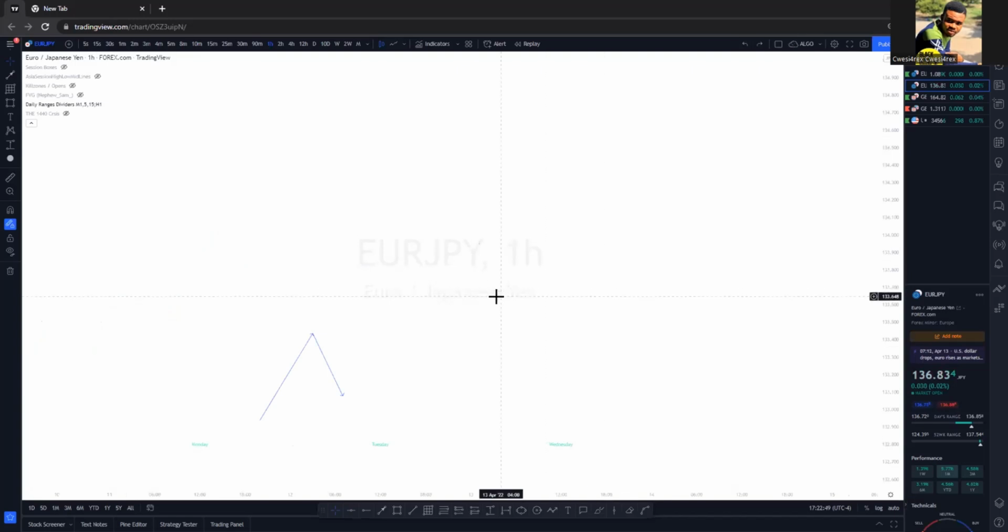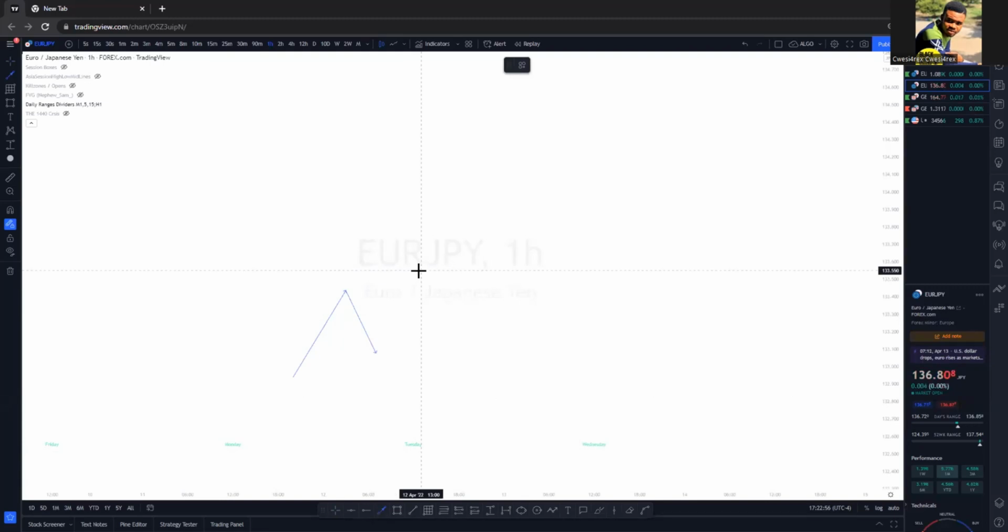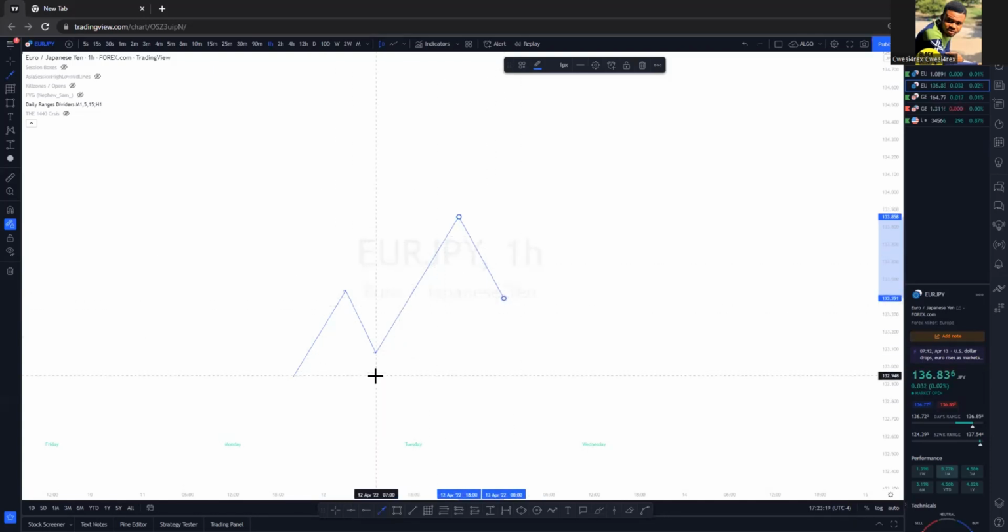But what most of us don't know is that we have a structure within a structure. Do you get it? So what I basically mean is, we can have an H4 structure, then when you come to H1, you can have another structure within the H4 structure. So basically, let's say this is a structure on the H4 time frame, right? It's a whole move on its own, right?